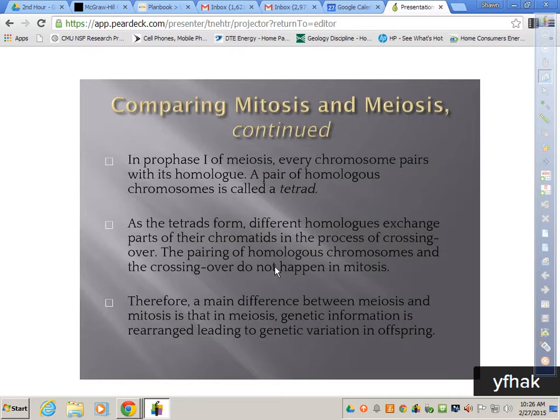Sit down. So therefore, a main difference between meiosis and mitosis is that meiosis has genetic information that is rearranged, leading to the variation in offspring. So the fact that you guys do that crossing over, and everybody does it, and you make new sperm and new eggs that are completely different than even half of you, gives us this whole new you when reproduction occurs.